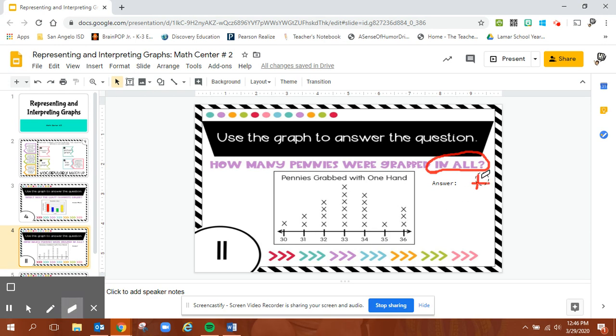Ooh, that is not a very good adding sign. Sorry. See if I can write one better. So we're going to be adding on this question. So you're going to have to look at how many pennies there were, okay? And you're just going to type that number right here.